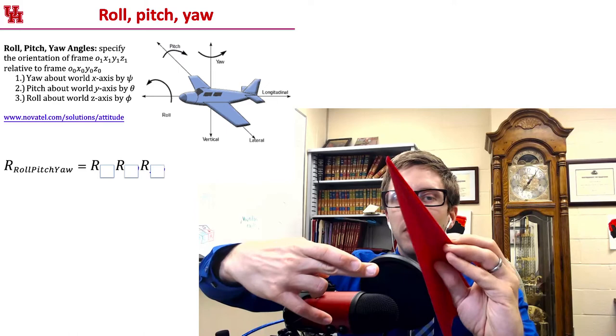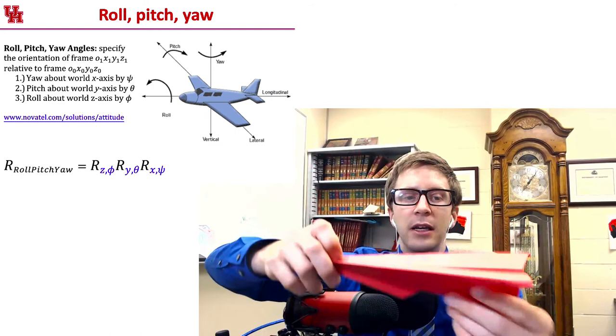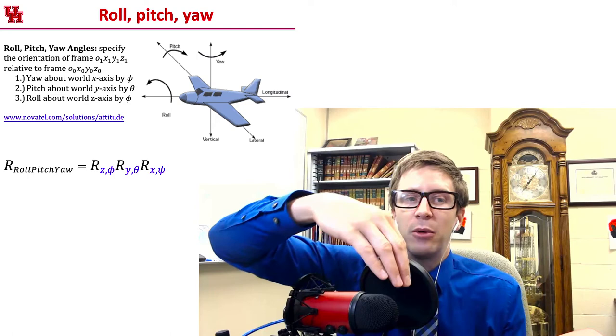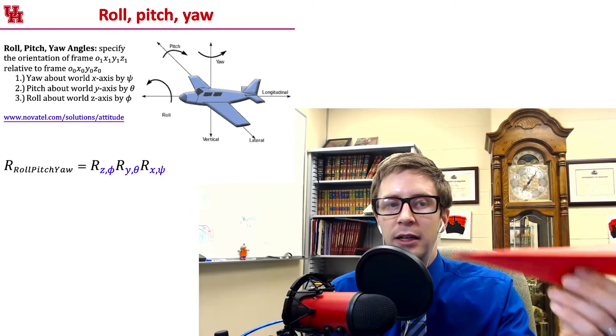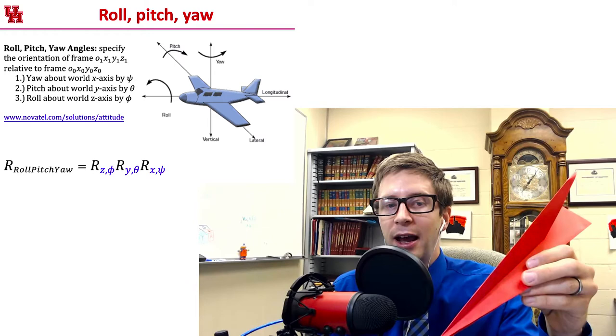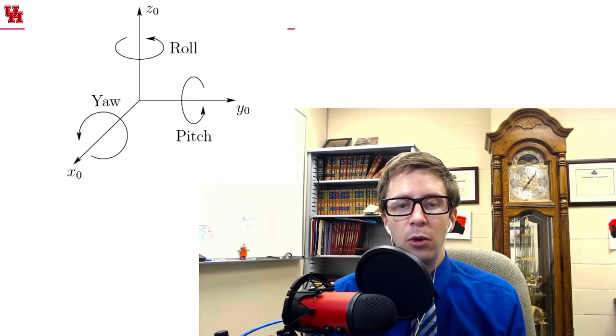And so when we write that out as a matrix, you can see that first we do the yaw about the x-axis, and then previous to that is the rotation around the world y-axis, and previously to that is that rotation around the world z-axis. Of course, we can also look at that from the opposite direction, which says I'm first going to do a roll around my current z-axis, and then I'm going to do a pitch about my current y-axis, and then I'm going to do a yaw about my current x-axis. So those are equivalent.